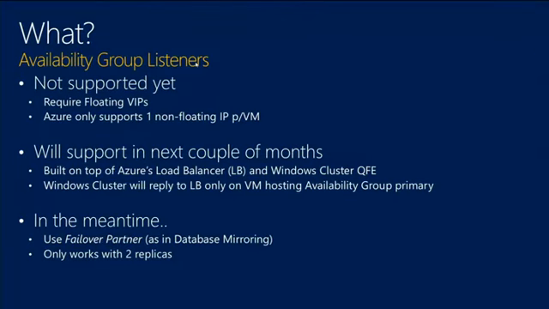People who are familiar with availability groups know that we have a concept called availability group listeners. This is basically just a DNS name, a single name that applications can use to connect to the primary, irrespective of how many replicas you have. Irrespective of whether you have 3 or 4, you have a single name. We don't support this yet in Windows Azure.